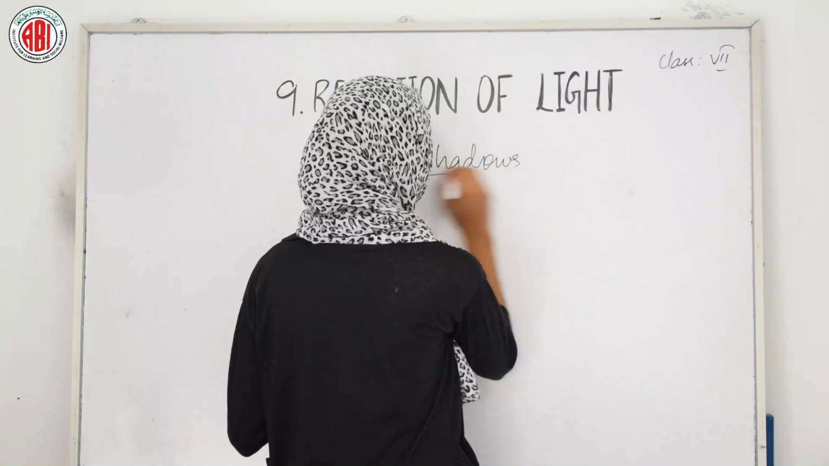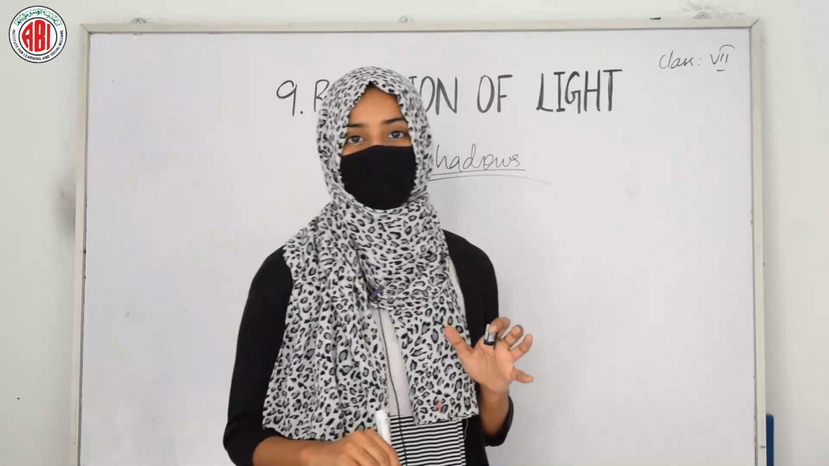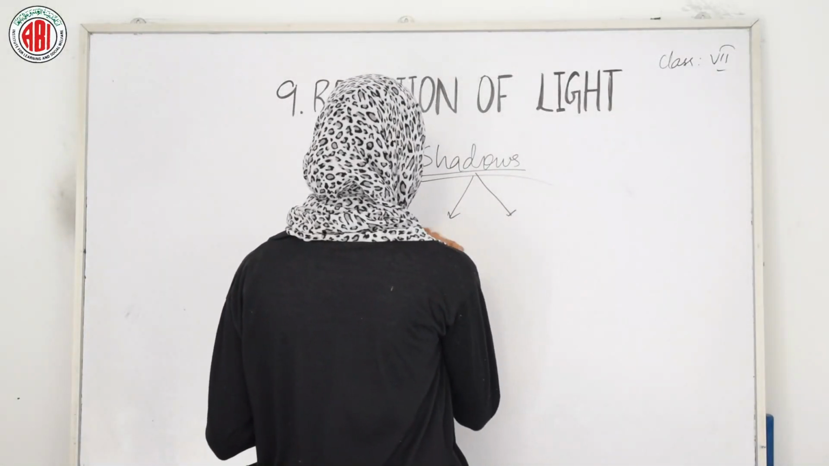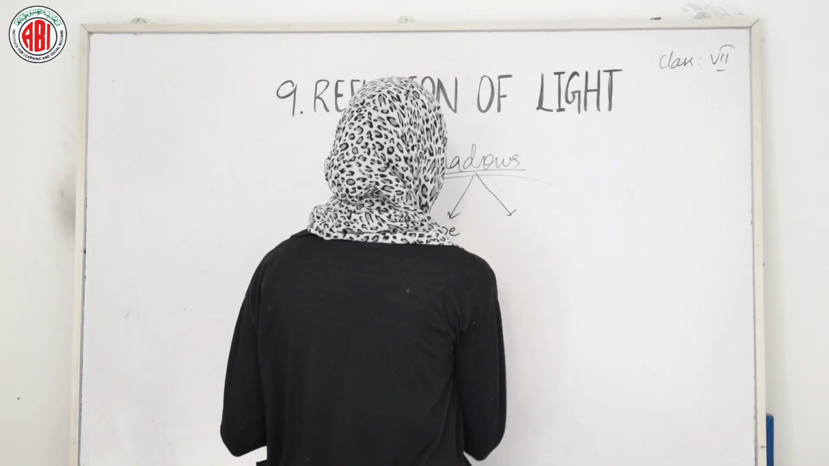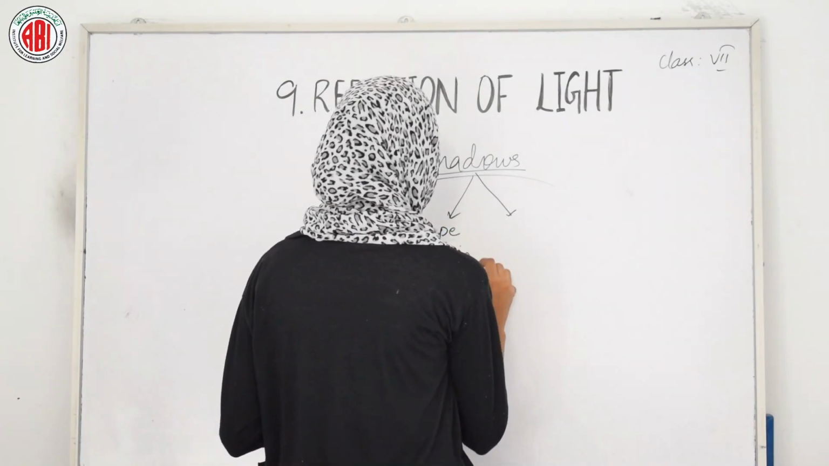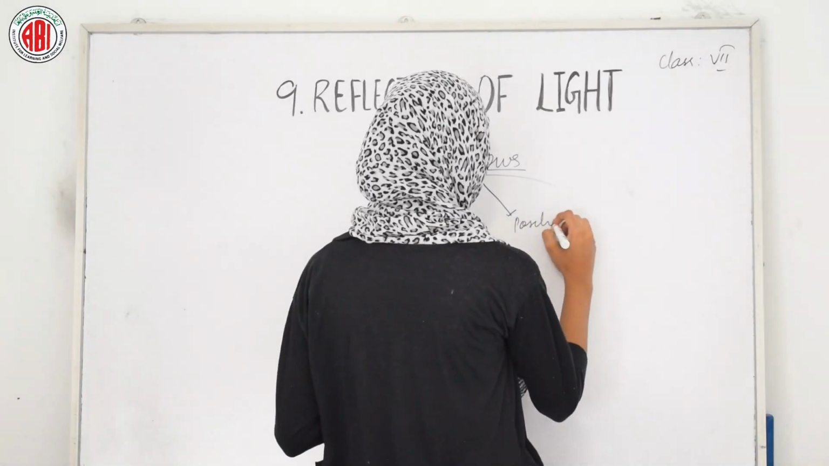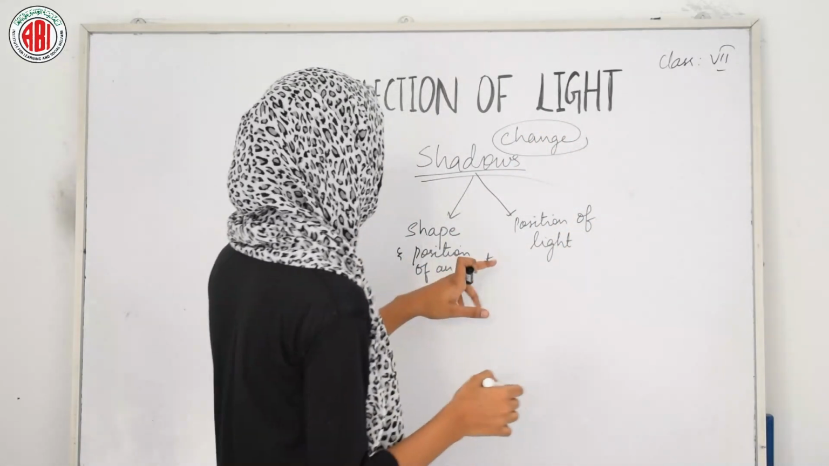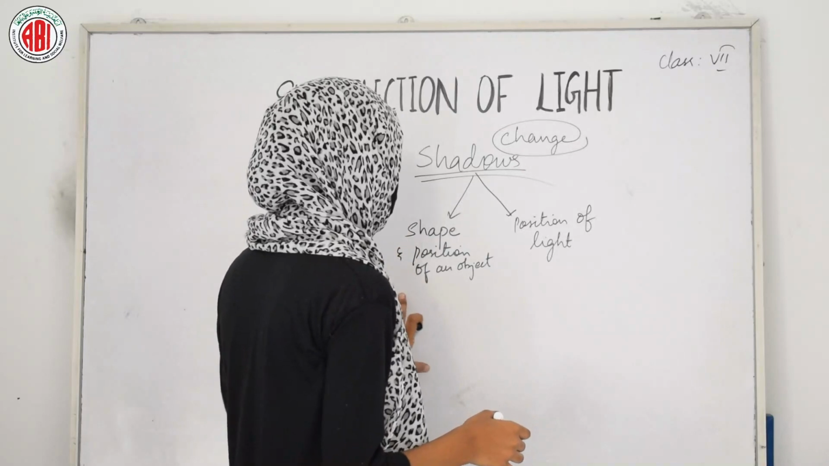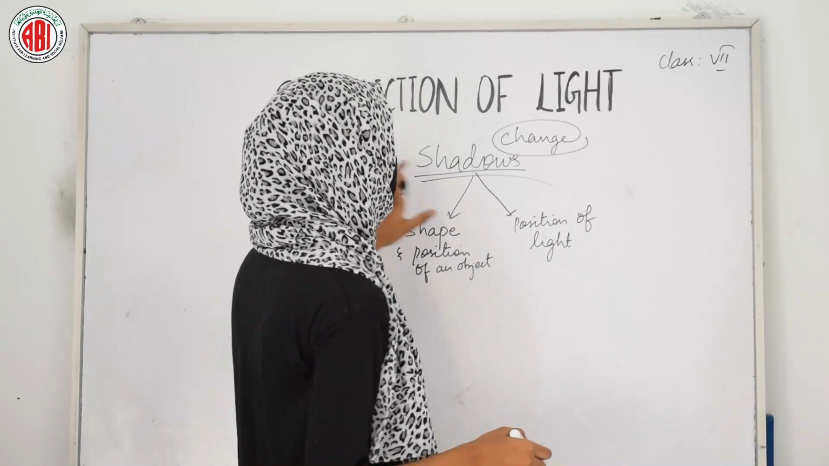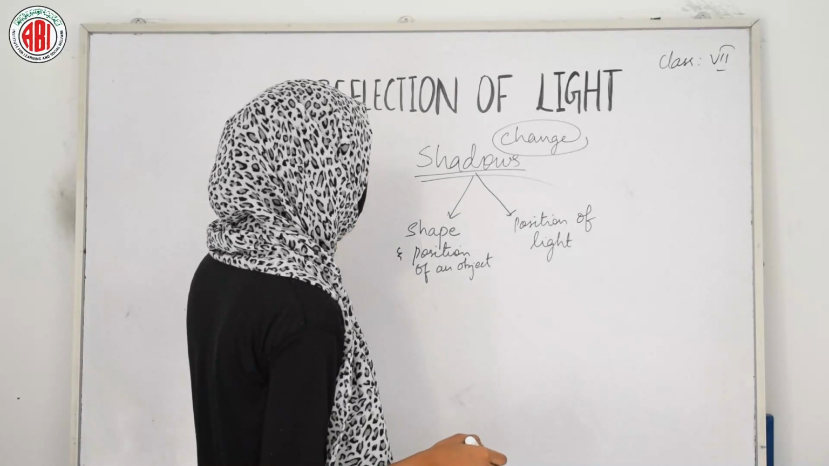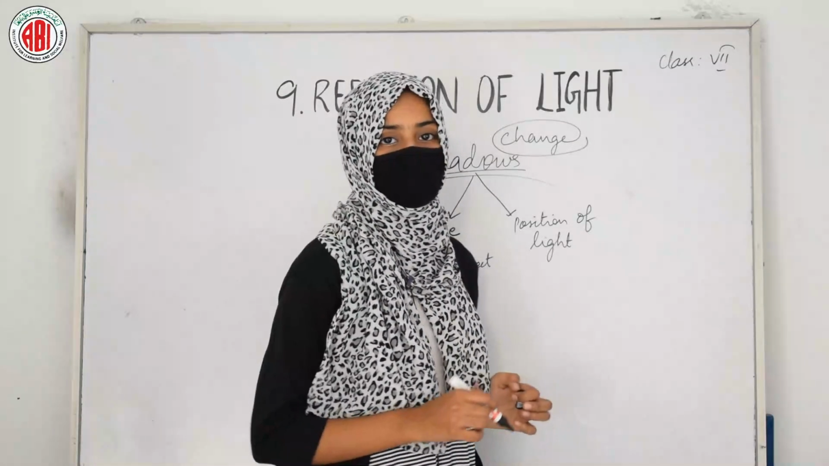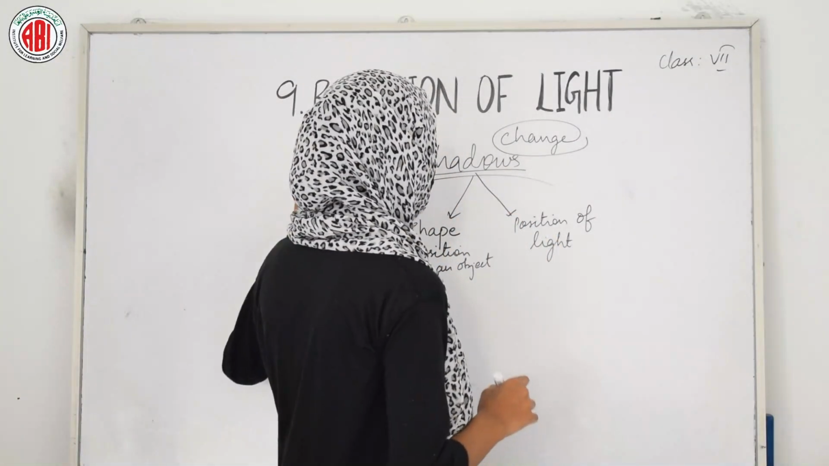We know that when light falls on an opaque object, the shadows are formed. And the position of the shadows depends upon the shape and position of an object, and it also depends upon the position of light. So in this way, the shadows are going to change their position when the change occurs in the shape and position of an object or in the position of light. That means the formation of the shadows depends upon the position of an object and the light source. In this way, the shadows are formed when the light falls on an object.